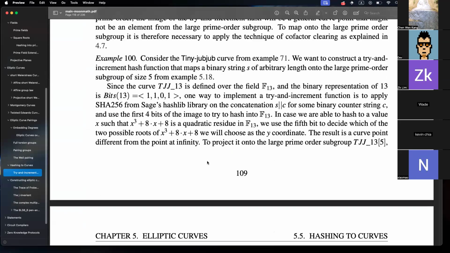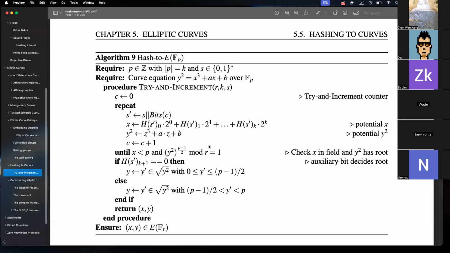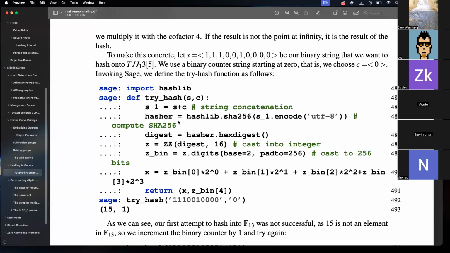If you look here, you have your string or plain text, and you try to hash it in and convert to binary. Does it land on a point within the curve? If it doesn't, we increment the counter and try again.